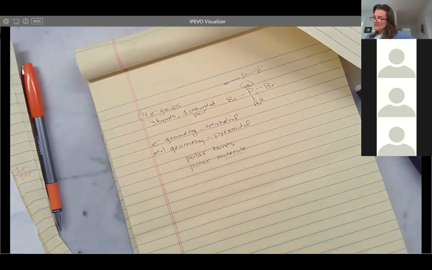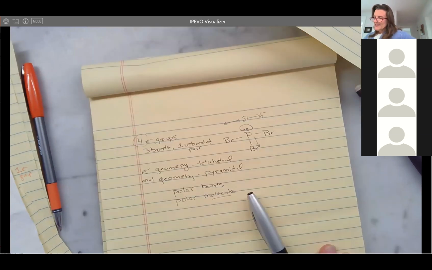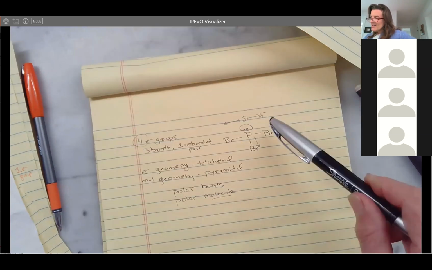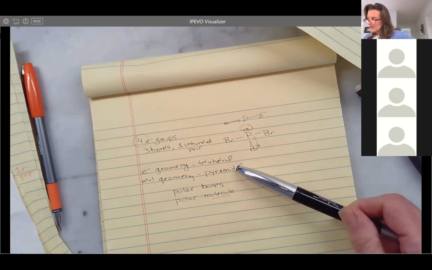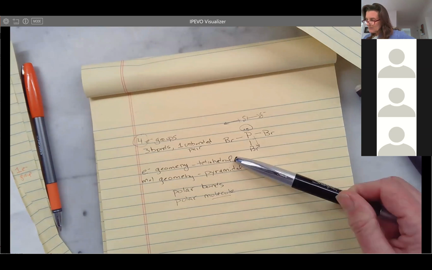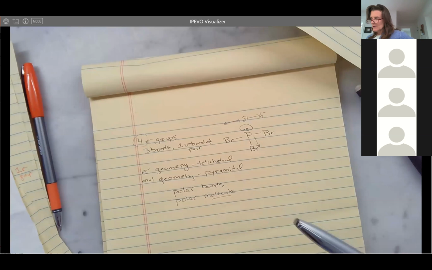So this is really like the chapter in a nutshell. Perfect. Thank you. Taking a molecule, doing the Lewis structure, determining the geometry, and then deciding whether or not it has polar bonds and whether or not it's a polar molecule.